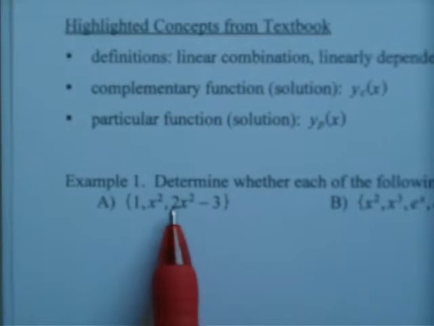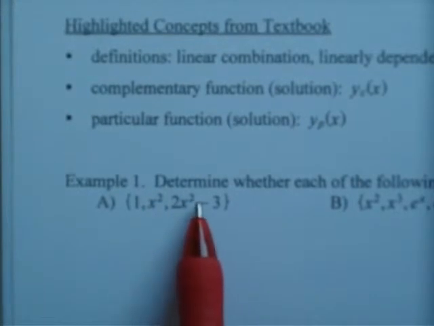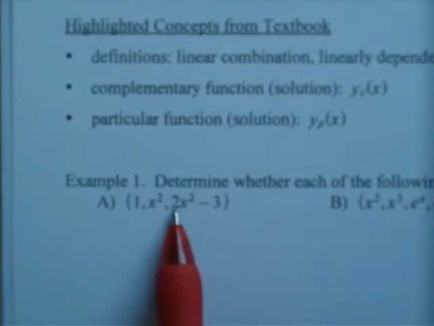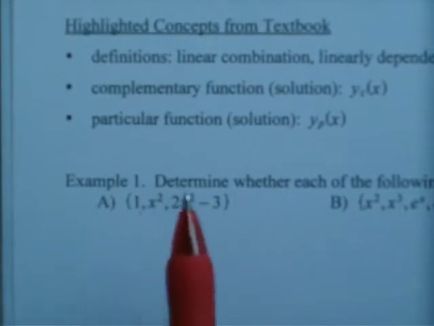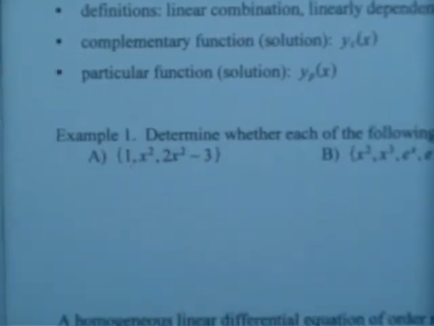The first one I can see is not going to be linearly independent. It's going to be linearly dependent because this third function is just 2 times this function minus 3 times this function. And so I can see that they're definitely not going to be linearly independent.